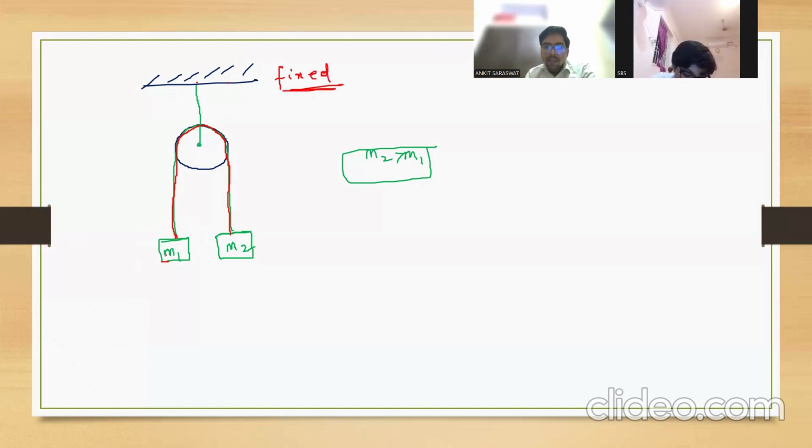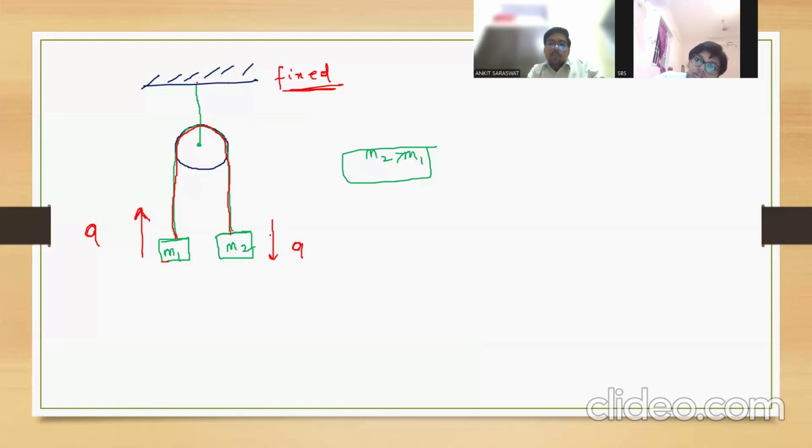Now, if M2 is heavier and M1 is lighter, then M2 is going down, M1 is going up. Then you can check that the direction of motion of the block is along the string. Clear? Now, in this case, we can say the acceleration magnitude, or velocity, is the same. It means that if M2 is going down with A acceleration, because its mass is more, then M1 is going up with A acceleration. Their magnitudes are the same. A here, A here. Clear?